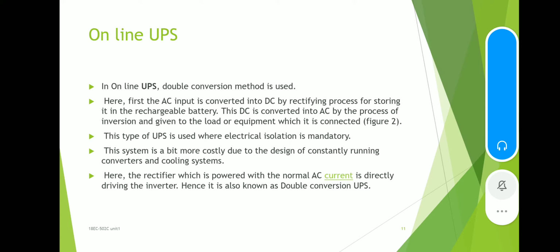See here, the main supply is not at all directly connected to the load. The battery is in between, and the isolation between the main supply and the load is provided in this online UPS. The cost is high because the design requires additional circuits, running converters, and a cooling system.